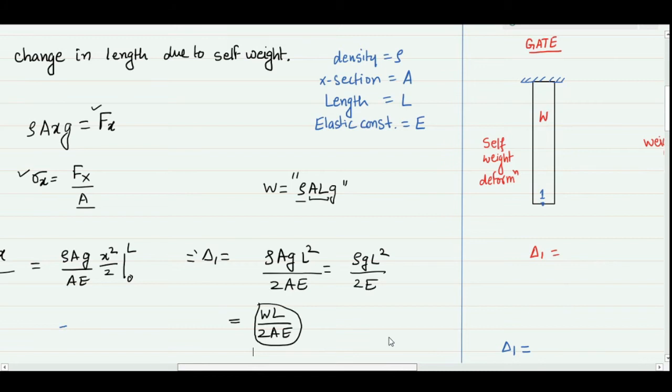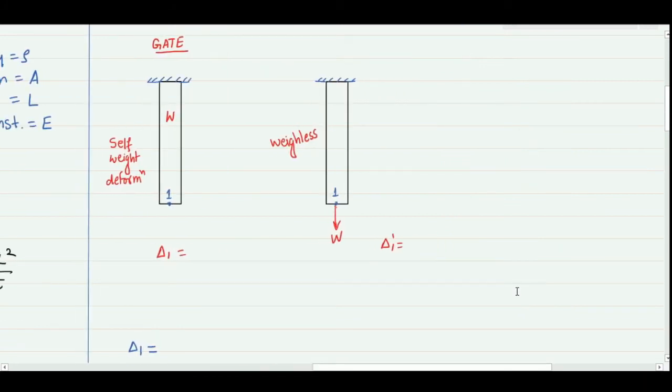Similarly, if I am having two cases where I am having two bars, one bar is having weight W and I am not applying any external force, and I want to find the deformation of the tip.